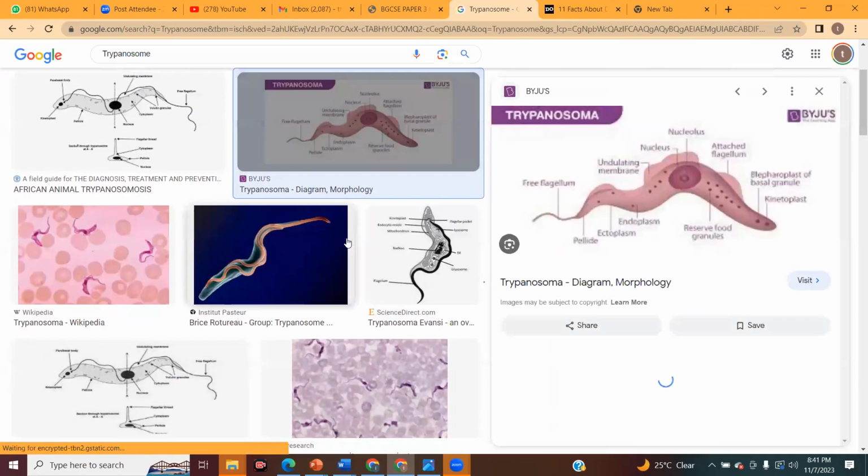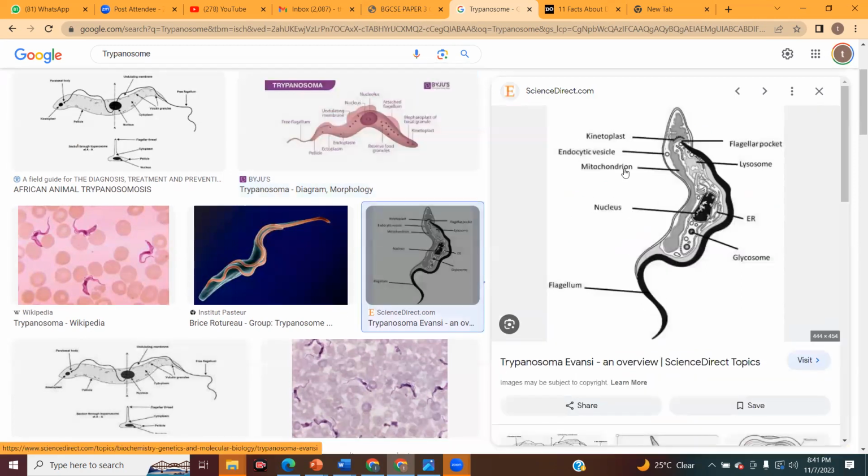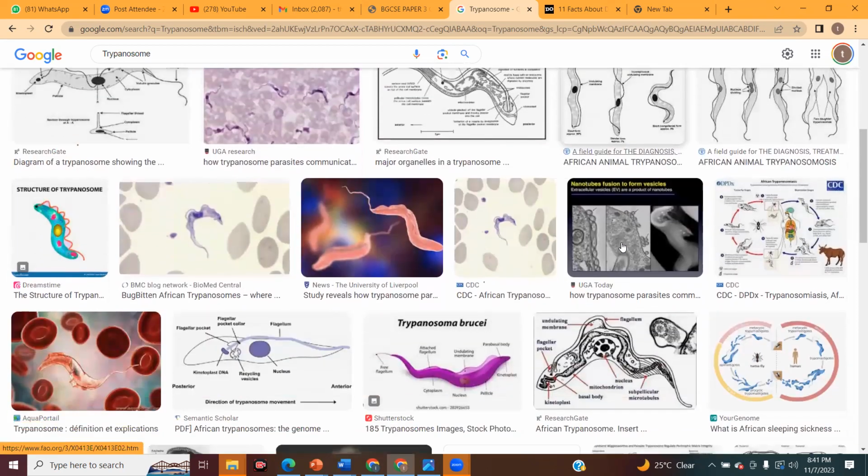Okay, this is a protist. So we have the nucleus. This is just a single cell, right? We have the free flagellum, which helps it to move. This is what we call a protist. It's a single cell organism that causes damage, and it causes what is called sleeping sickness.